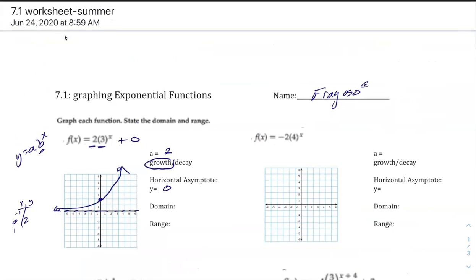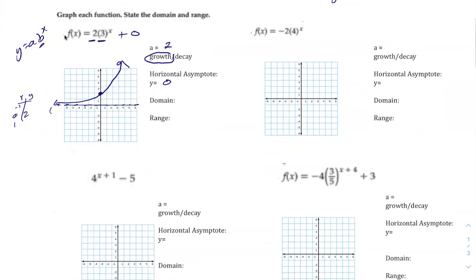Domain. So look at it. Farthest left, negative infinity. Farthest right, infinity. So negative infinity to infinity, or all real numbers. My range. Look at the lowest, it's right here at 0. The lowest it goes, right? Keep going straight. This is the asymptote. So 0 and then infinity. So 0 to infinity.